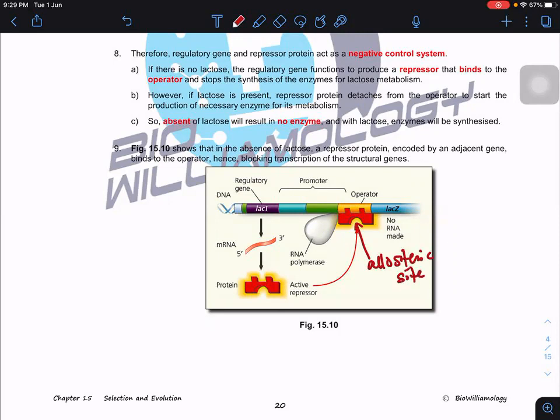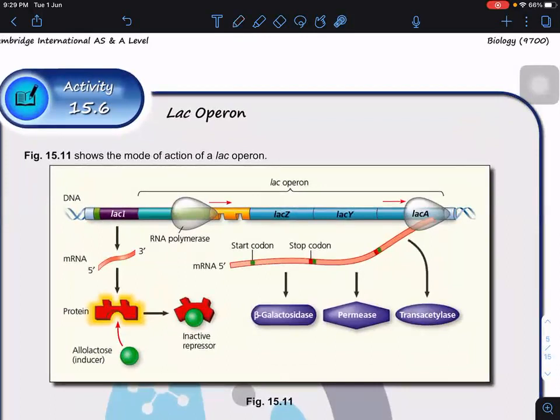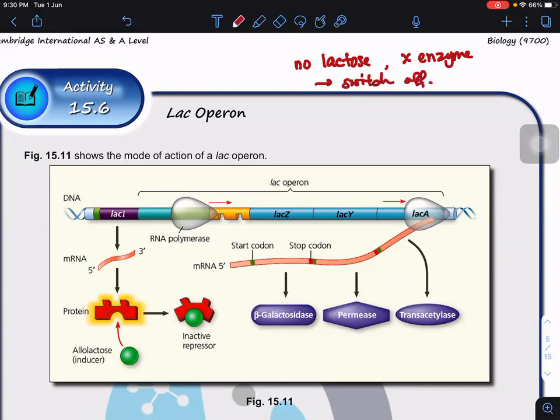So what's so special about these allosteric sites? Look at this diagram. So how do we switch it on? Now look at this. No lactose, so it means that we don't need the enzyme. When we don't need the enzyme, it means that we switch off the operon. But with the presence of lactose, we need the enzyme, which means that we need to switch on.